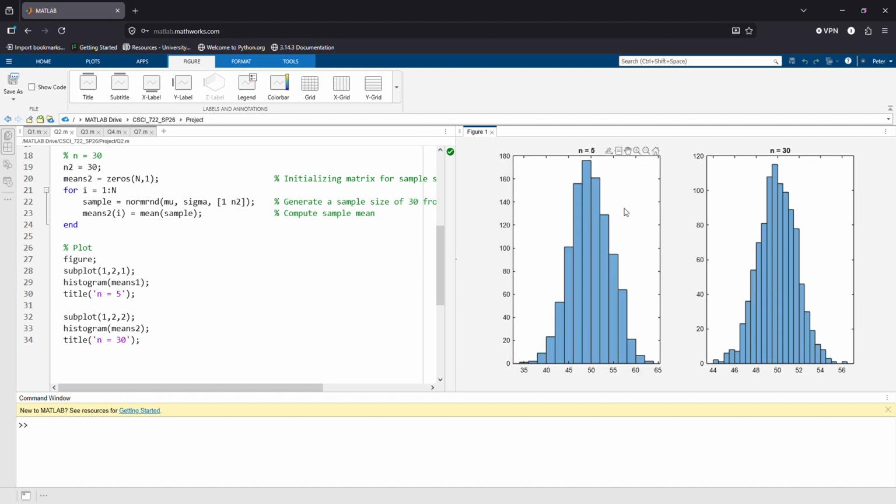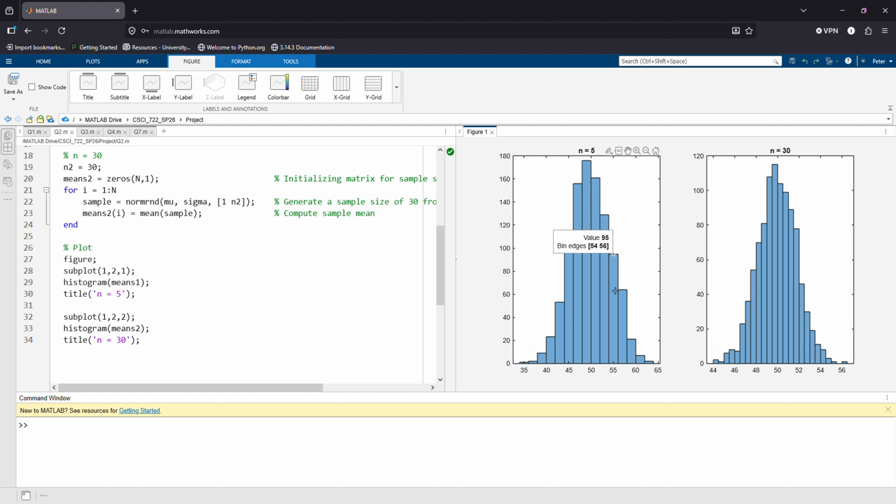Here we can see the two histograms, the sample size 5 on the left and sample size 30 on the right. When I plotted the histograms, I saw that both distributions were centered around the 50 mark. However, the distribution for n equals 30 is narrower and more concentrated compared to n equals 5.